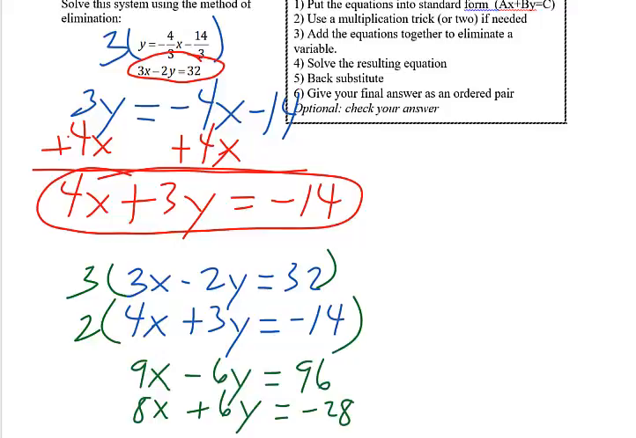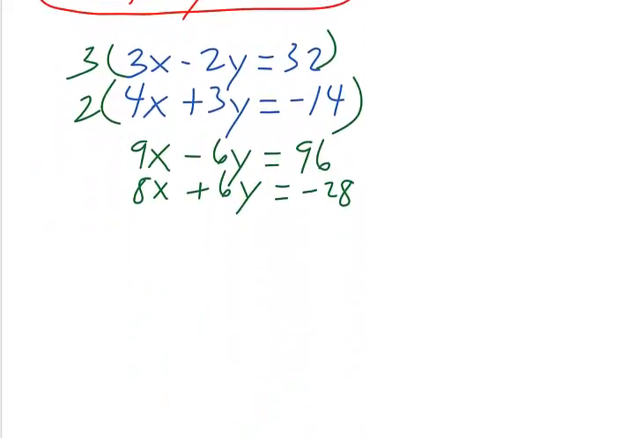Remember, you have to multiply both sides of the equation by that number. I now have two adjusted equations, and I can see that if I want to add those equations together, now I'll have 17x. The y terms bow out. 96 minus 28 is 68.